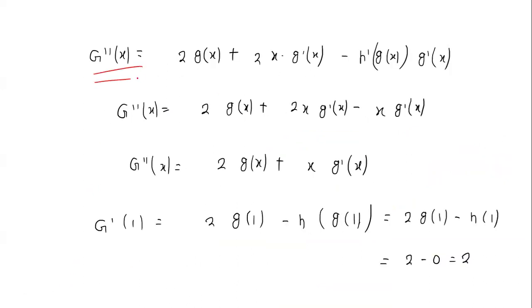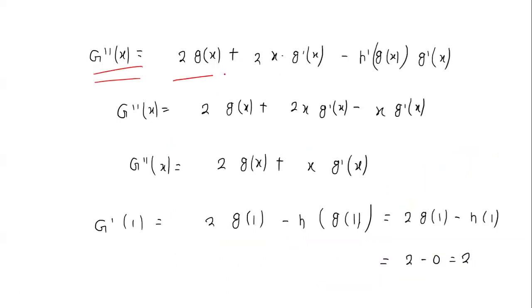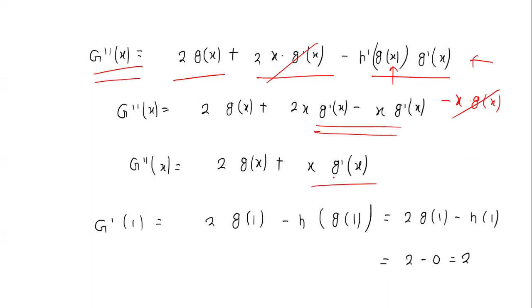And if you double differentiate this, you will get 2 times g of x plus 2 times x multiplied by g dash x minus h dash g of x minus h dash g of x multiplied by g dash x. So this is the thing you will get after differentiation. So you know this h dash g of x is x, we just calculated previously. And if you subtract these two terms, you will get x multiplied by g dash x.